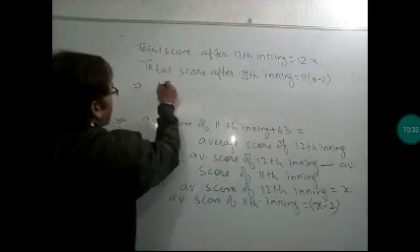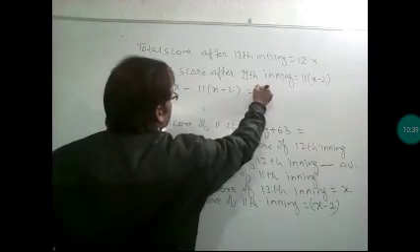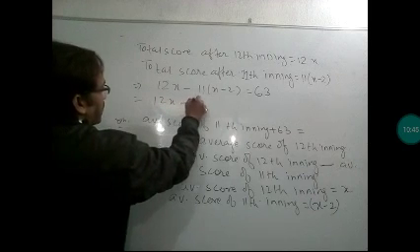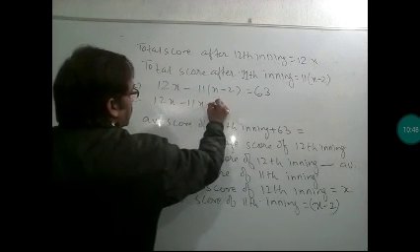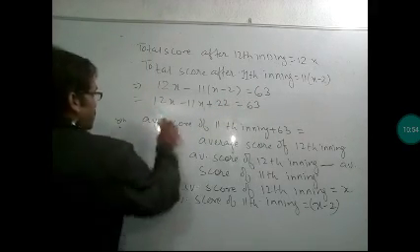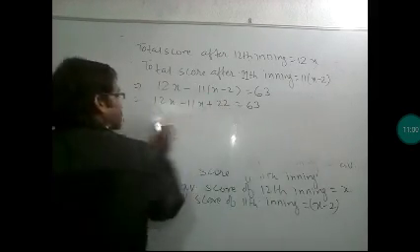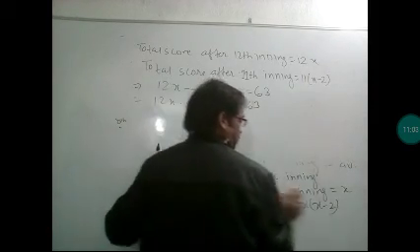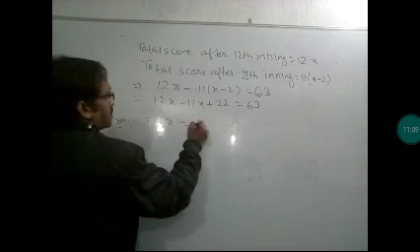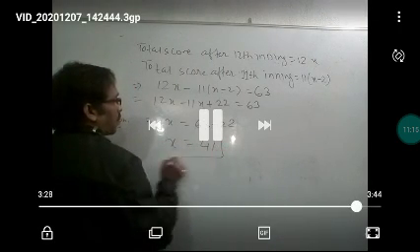So that is 12x. If I subtract the total score up to 11 innings, I will get 63. So that is 12x minus 11x plus 22 is equal to 63. So 12x minus 11x gives x. So x is equal to 63 minus 22, which is equal to 41.